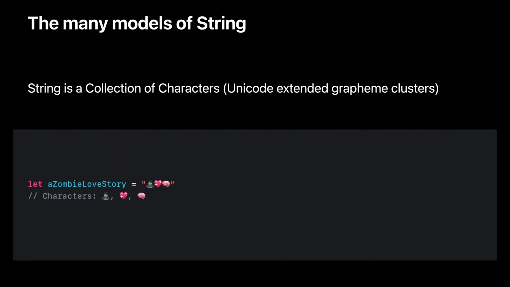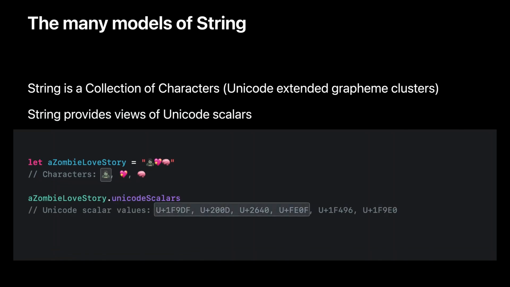This string, representing a love story for the ages, contains 3 characters. These characters are complex entities formerly called Unicode extended grapheme clusters. A single character is composed of one or more Unicode scalar values. String provides a Unicode scalar view to access this lower-level representation of its contents. This enables advanced usage as well as compatibility with other systems.